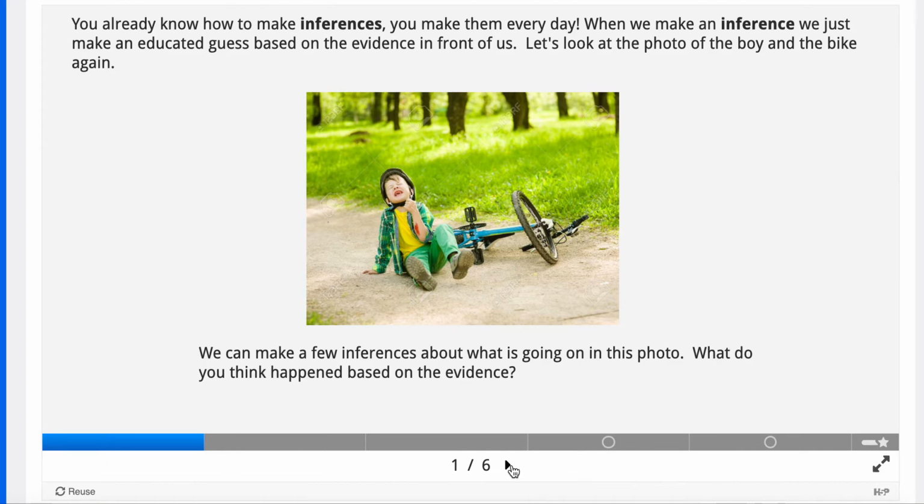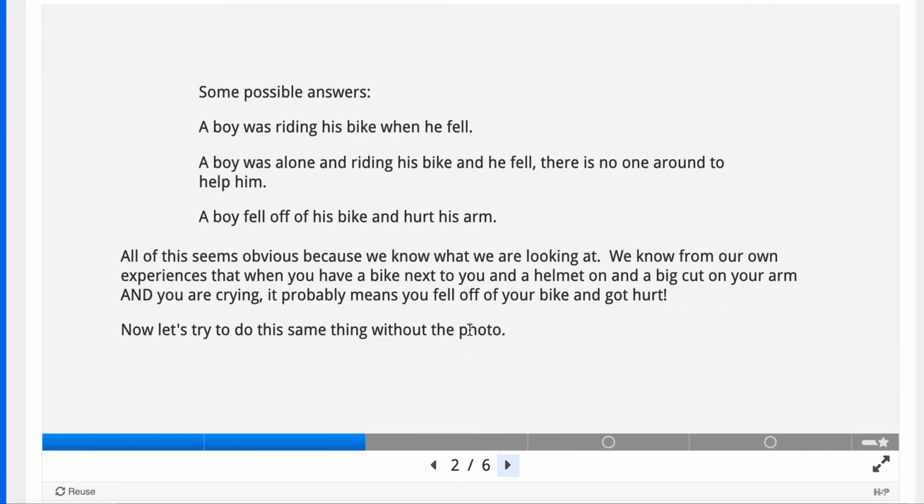That's an obvious one. So some possible inferences here about this little boy in the picture: the boy was riding his bike when he fell. We could also say a boy was alone and riding his bike and he fell and there's no one around to help him. So we're taking that a little bit further because we don't see anybody else in the picture around, right? Or we could simply say a boy fell off of his bike and he hurt his arm. That's taking it a little further too because we can see his arm is red in the picture.